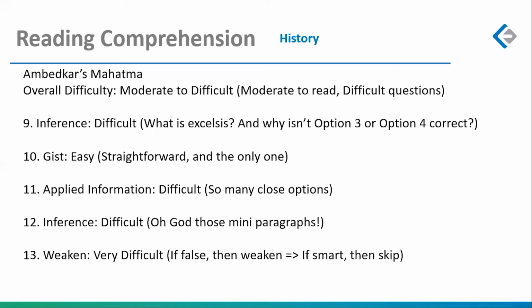The questions were difficult. For example, the first question. Very difficult question. Why? If you don't understand the word "Excel says," how do you answer the question? Gist was an easy question, yes.